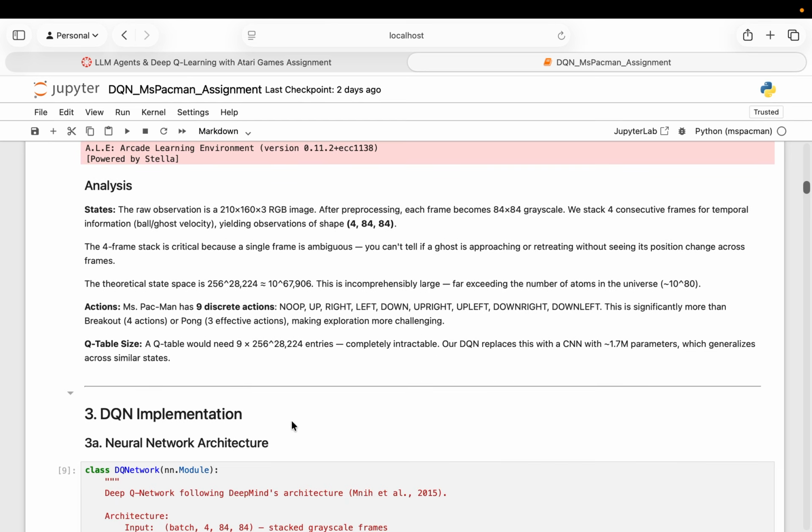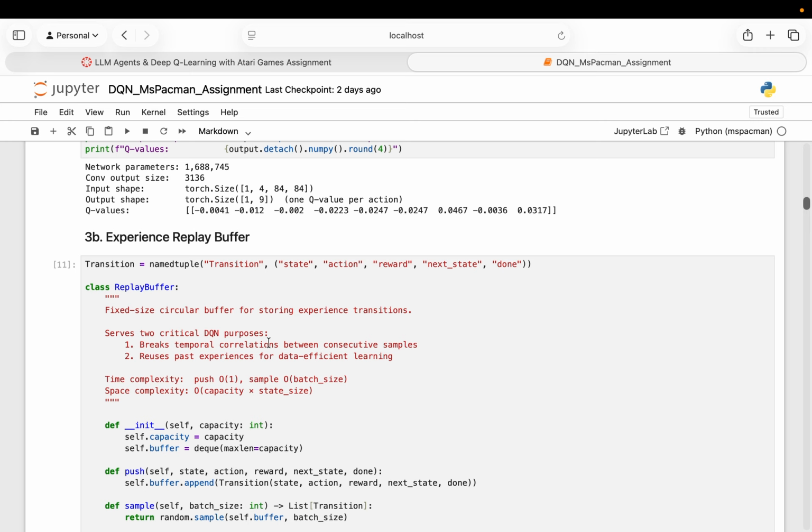This is the DQN implementation. The network has 3 convolutional layers that extract spatial features, that is walls, ghosts, and pellets, followed by 2 fully connected layers that output 9 Q values, 1 per action. Next, the experience replay buffer stores 10,000 transitions. We randomly sample batches of 32 to break temporal correlations. Without this, the network would overfit to whatever part of the maze it's currently in.